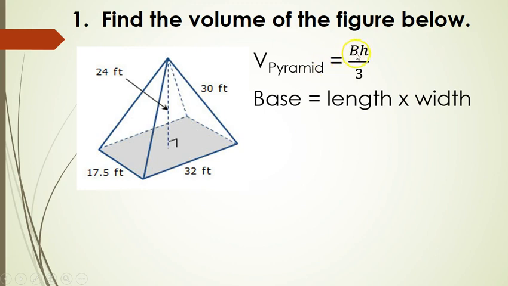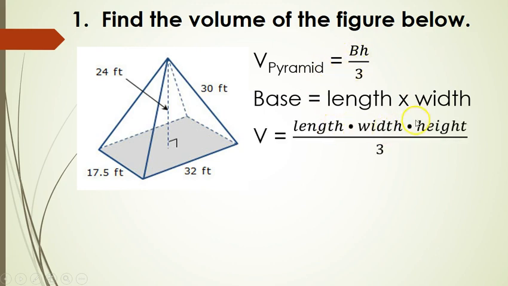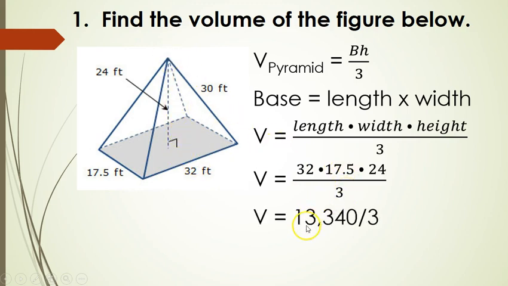So to find the area of the base, we're going to do the length times the width. Then we're going to put that on top and multiply that times the height. So we're going to do length times width times height. So that's going to be 32 times 17.5 times 24. And we're going to divide all that by 3, and that gives us 13,340 divided by 3, which gives us a total volume of the pyramid of 4,480 feet cubed. And again, it's cubed because it's a three-dimensional object.